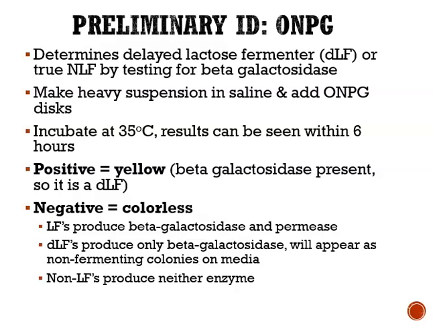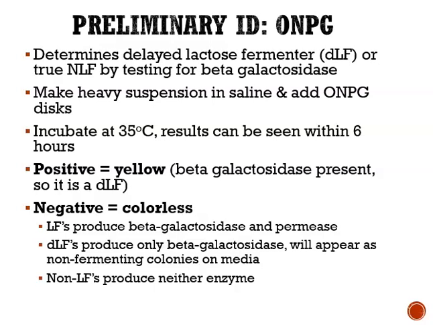We do this by making a heavy suspension in saline with the organism, and then we add an ONPG disc. So that suspension is incubated at 35 degrees Celsius. Positive results can be seen within 6 hours. Negative results, your broth will remain colorless. A positive result is yellow. So that means beta-galactosidase is present, so it is a delayed lactose fermenter.